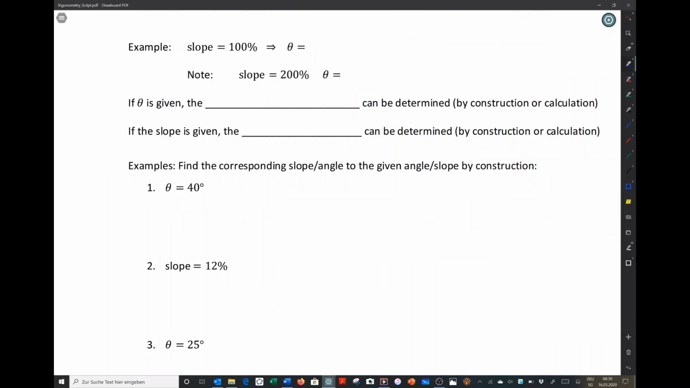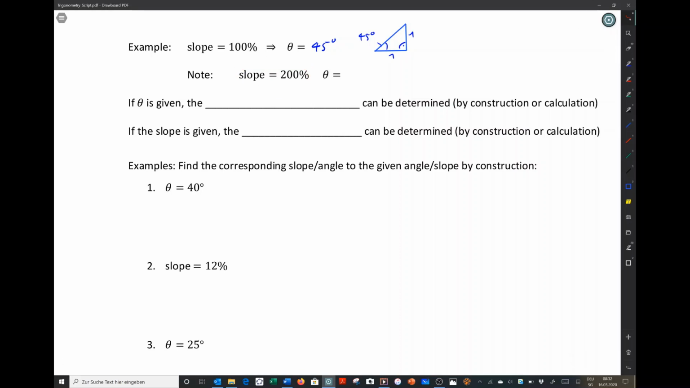Well, the solution is that the slope of 100% corresponds to an angle of 45 degrees. We have here a right triangle, and since the slope is 100%, this means that the ratio of the vertical side to the horizontal side is 1 to 1. So we have an isosceles right triangle, and the angle here is 45 degrees. What is the angle for a slope of 200%? Think about it for a moment before I continue.